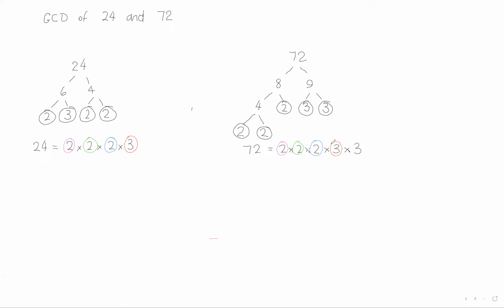And so the highest common factor is just the product of all the circled common prime factors. So the GCD is going to be equal to 2 times 2 times 2 times 3, which is 2, 4, 8 times 3 is 24.